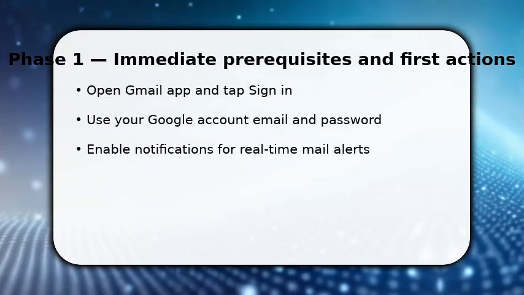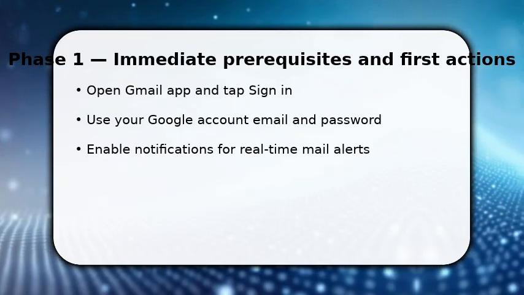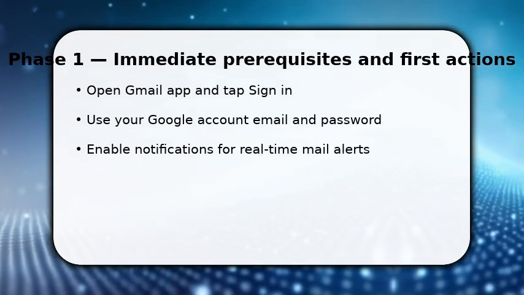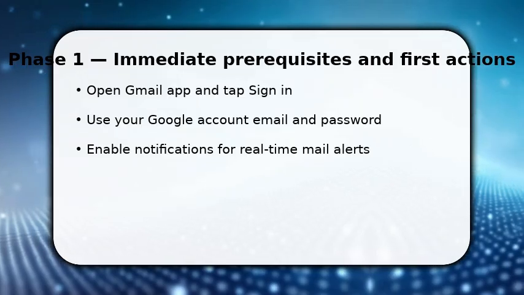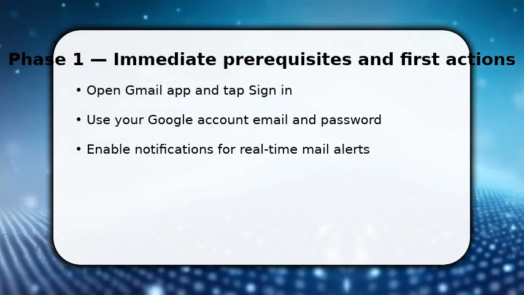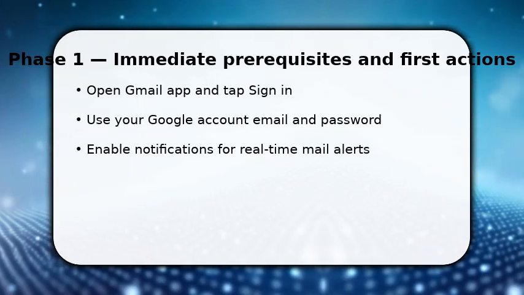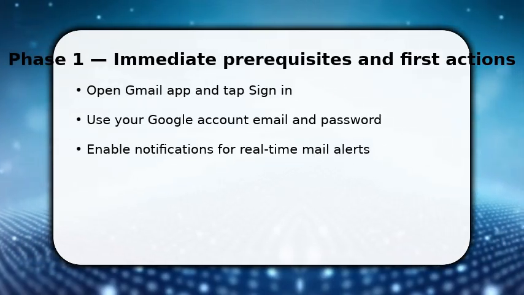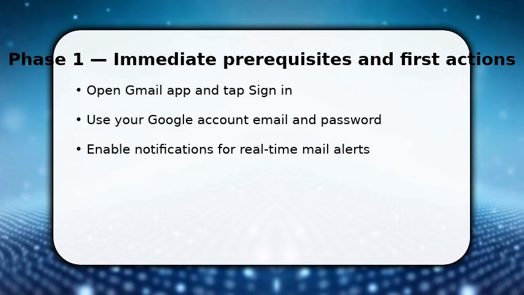If you have multiple accounts, add them now by tapping your profile icon and selecting Add Another Account. This keeps everything accessible. You do this to centralize messages and avoid switching apps. It also lets Gmail fetch labels and settings immediately for a smoother experience.